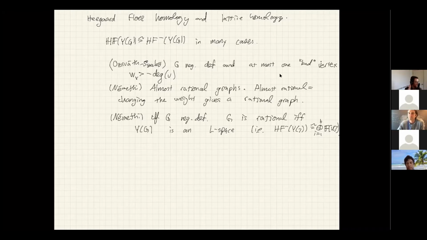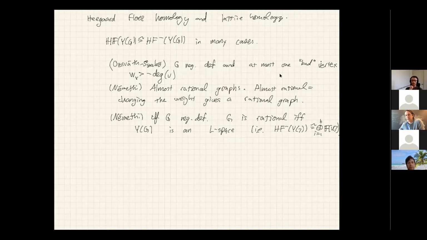So Némethi originally proved, in his original work, that the lattice homology looked like that of an L space if and only if the graph was rational. But it wasn't known whether these were the same thing and whether Heegaard Floer homology was the same. And so I guess the point is that Némethi's more recent result, this last one, is that there are no more L spaces.